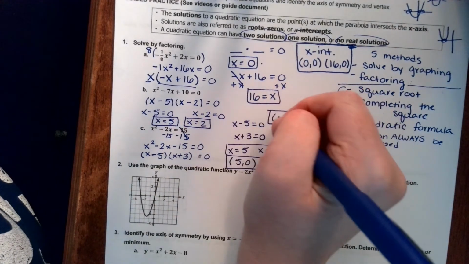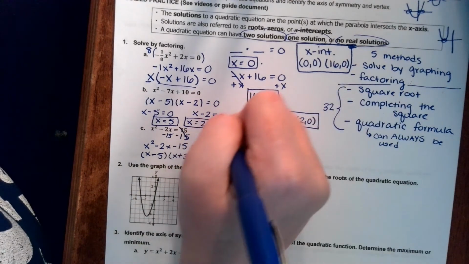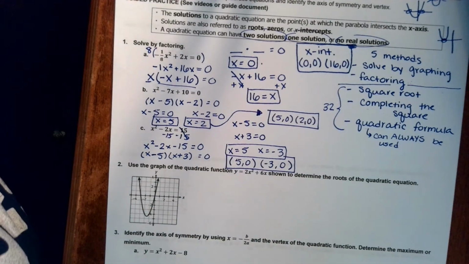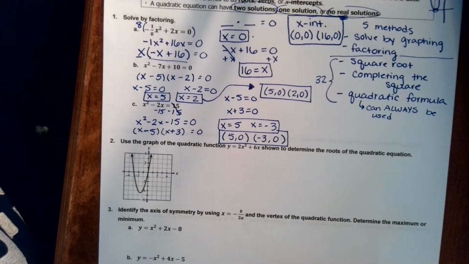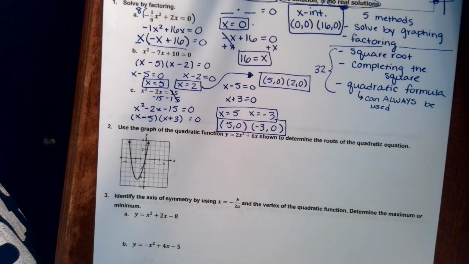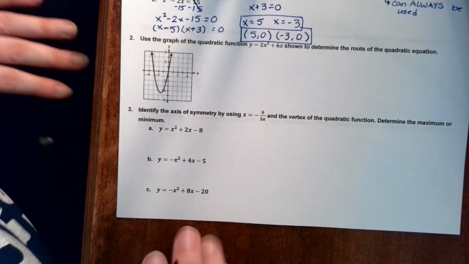We have 5, 0 and 2, 0. Okay, so that is solving by factoring in a nutshell. Not too terrible. Personally it's my favorite, because once you get it factored, you've got such easy equations to solve. All right, so number 2.